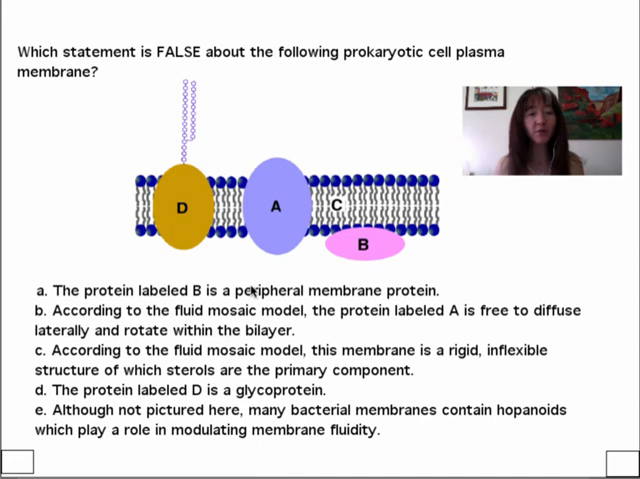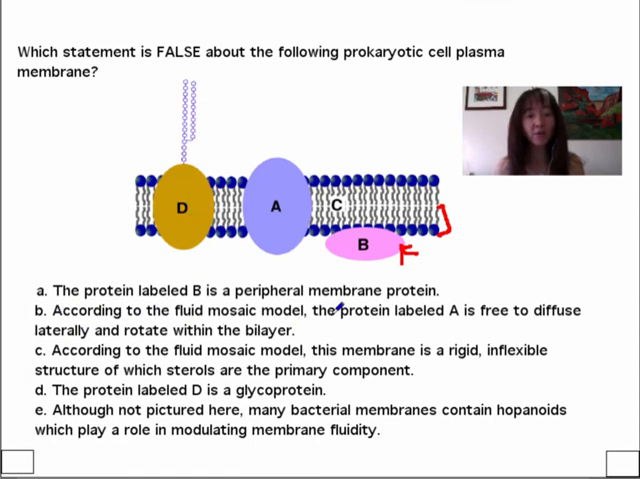The protein labeled B is a peripheral membrane protein. Yes, that looks to be the case because it is associated only with the inner leaflet of the membrane on one side of the membrane, in the intracellular side, so it is a peripheral membrane protein. Unlike A and D that are integral membrane proteins, right, they span the membrane entirely.